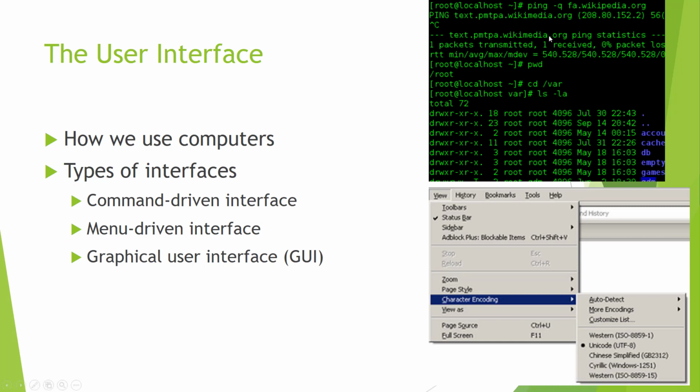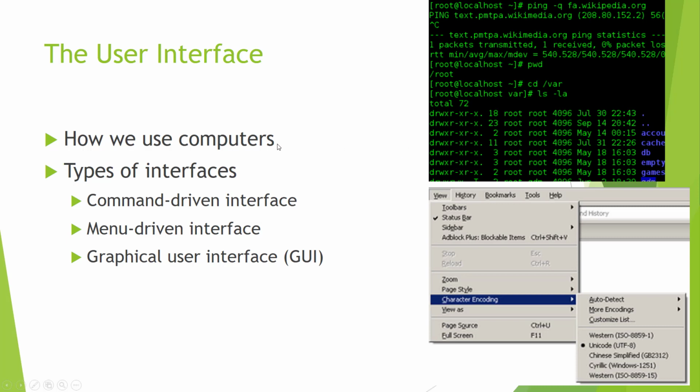This top right, green and black. All right. So if we look at the very top of this, it says root at localhost ping -q fa.wikipedia.org. So they're pinging wikipedia.org, and they're hopefully going to get some response back saying, yes, I am alive, or I am here, or no, I am not here, those types of things. You can see they're doing a cd /var, which means they're going to go to the var directory. They're doing ls -la, which means they're going to list all of the files in the current directory, which is the var directory, and they're saying there's 72 of those, and it's telling us all sorts of information.